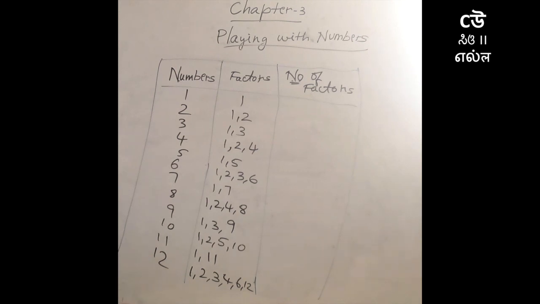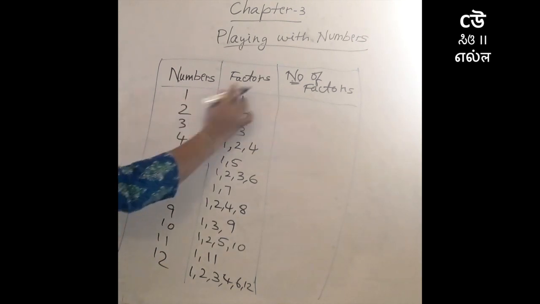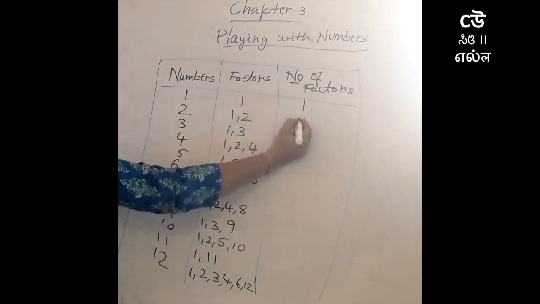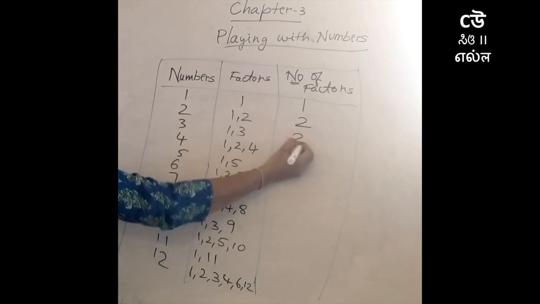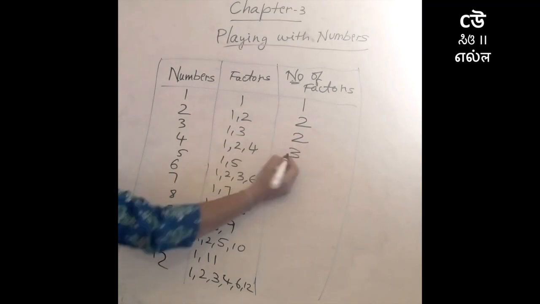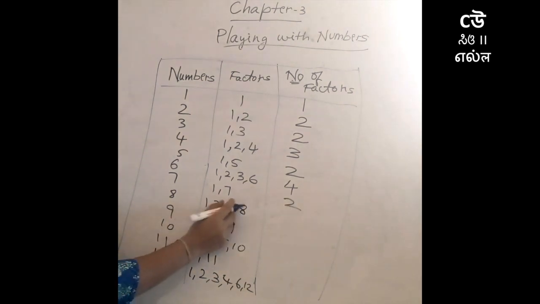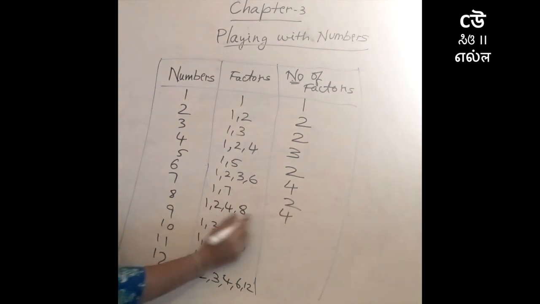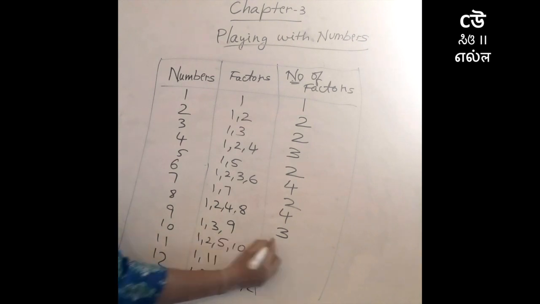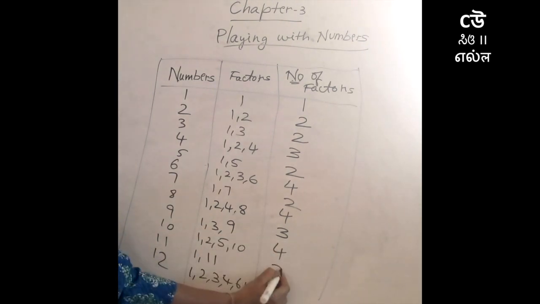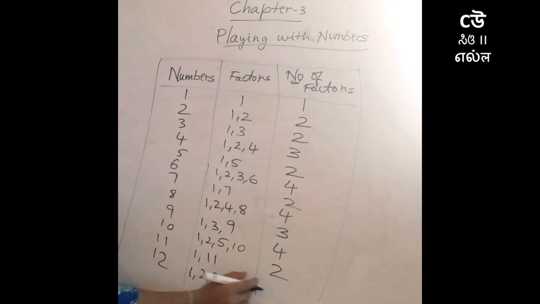So how many factors do we have in each number? For 1 we have only one factor. For 2 we have 2, for 3 we have 2, for 4 we have 3, for 5 we have 2, for 6 we have 4, for 7 we have 2, for 8 we have 4, for 9 we have 3, for 10 we have 4, for 11 we have 2, for 12 we have 6. So this is the number of factors we have for these numbers, right?